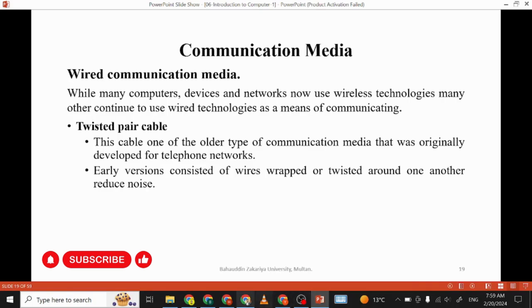Twisted pair cable. This cable is one of the older types of communication media that were originally developed for telephone networks. Early versions consisted of wires wrapped or twisted around one another to reduce noise.